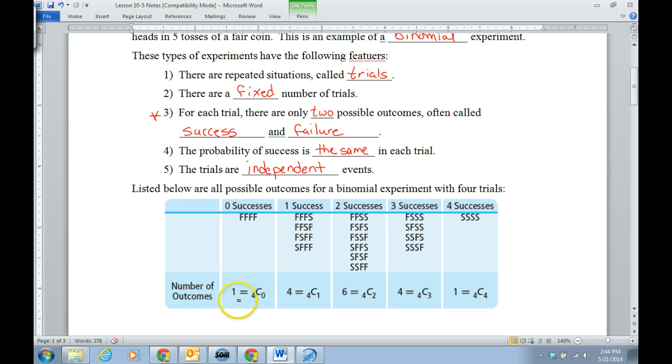Okay? Notice that if you use the combination formula, you can come up with the number of possible combinations by using this. We have 4 trials and then get no successes, 1 success, 2 successes, 3 successes, or 4 successes. Okay?